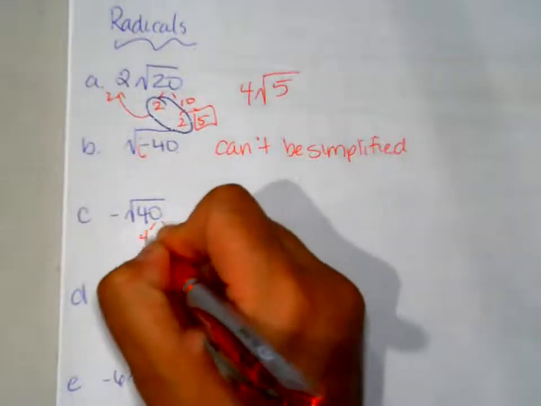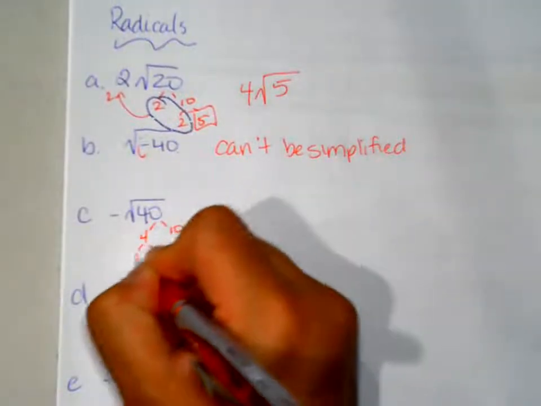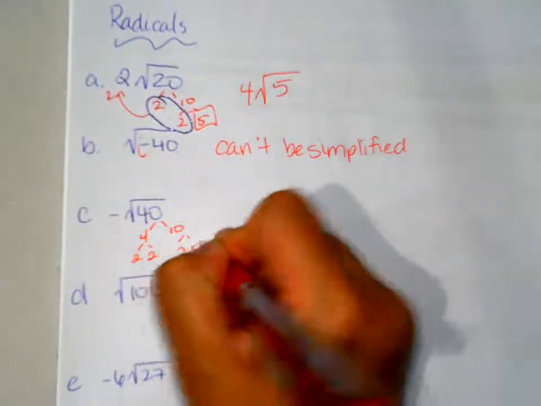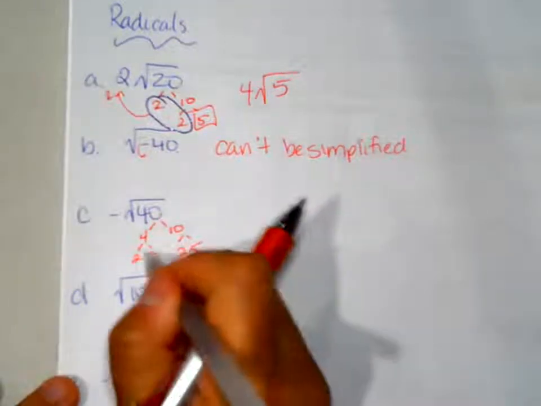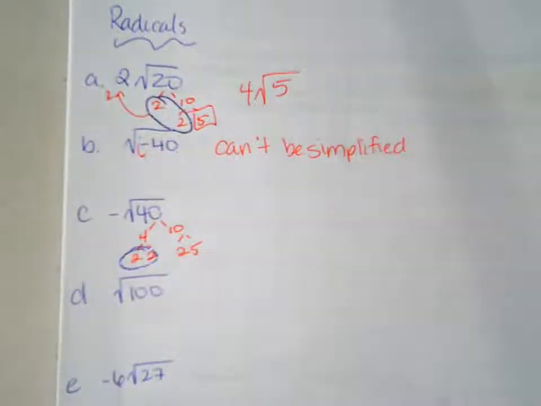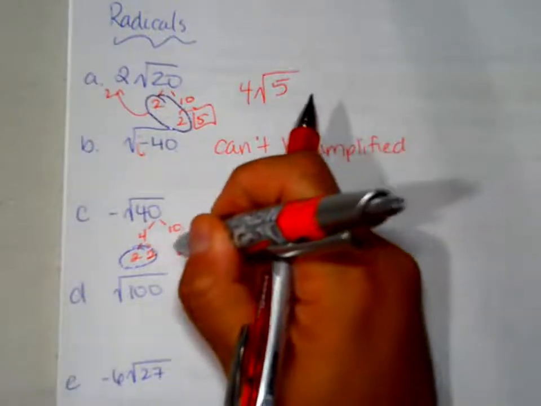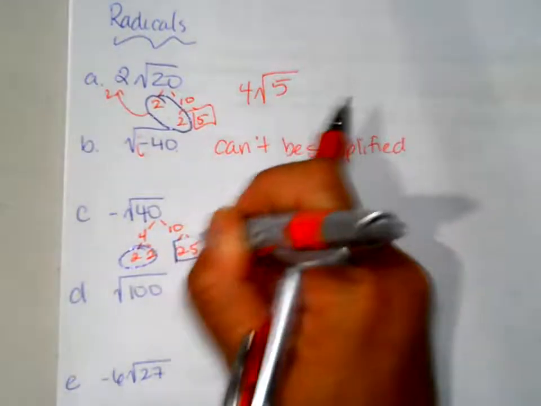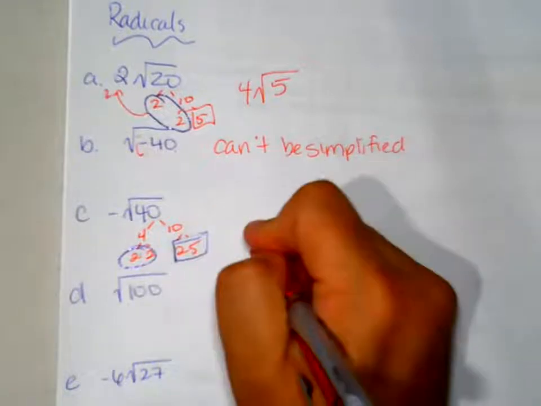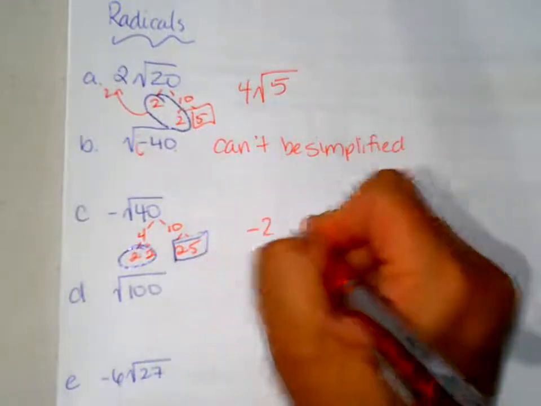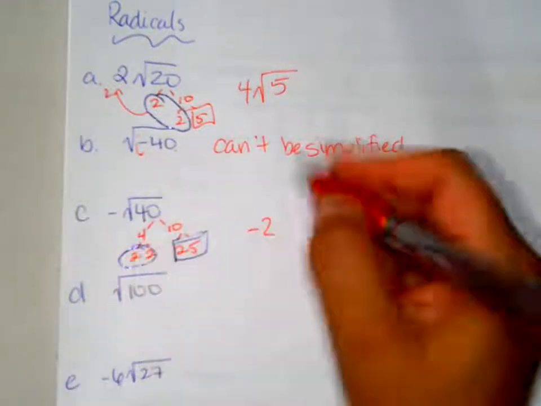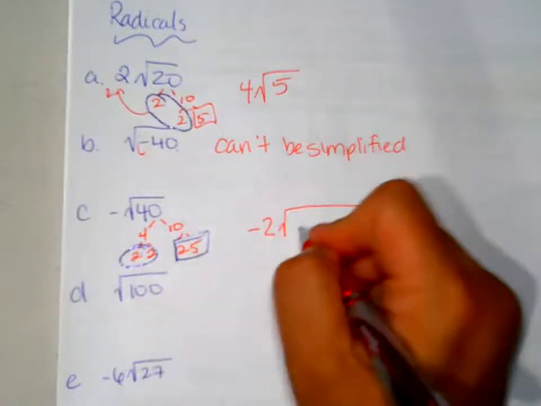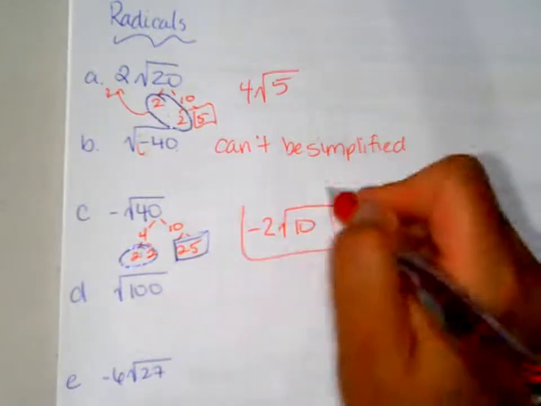We've got 4 and 10, 2 and 2, 2 and 5. I have a pair of 2s. Looks like these guys right here are stuck. That 2 and the 5 are stuck. So he's coming out. I'm going to have negative 2 on the outside because the negative's already there. Rad 2 times 5 is 10. So there's my answer for that.